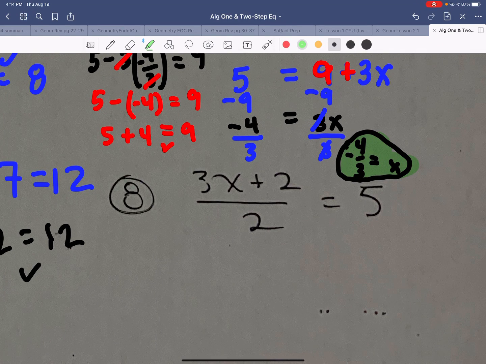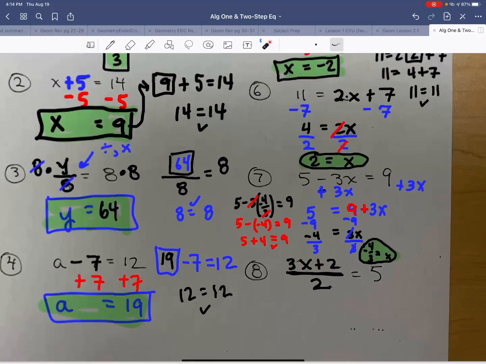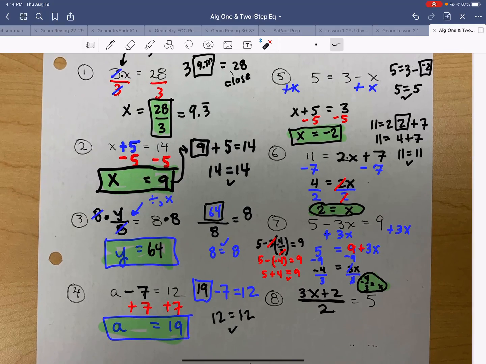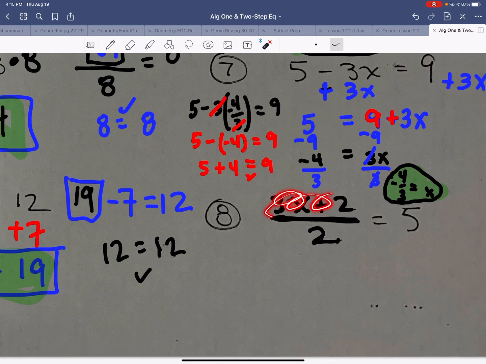Last one. What do we see here? Well, we have a number, right? And we're multiplying it by the x, and then we're adding by 2 and dividing by 2. But it looks like this whole thing, if I could cover this up, it would look an awful lot like question number 3 over here. Right? Something over 8 is 8. Here we have something over 2 is 5.